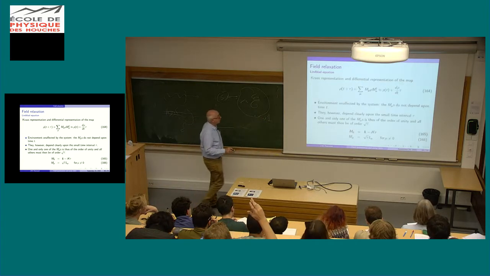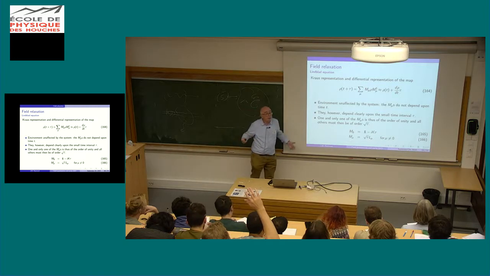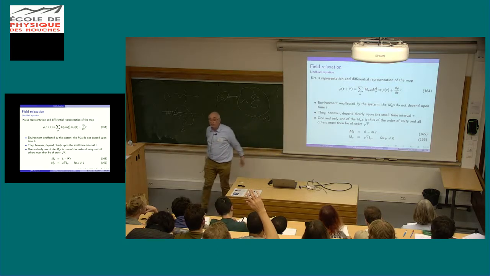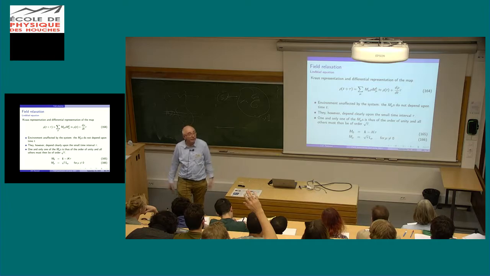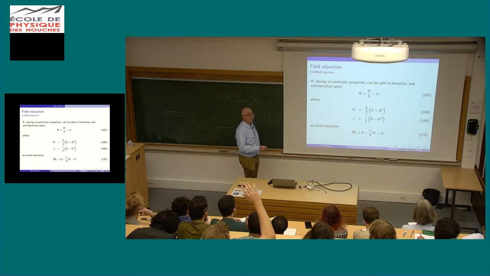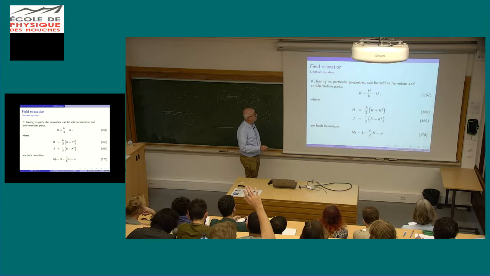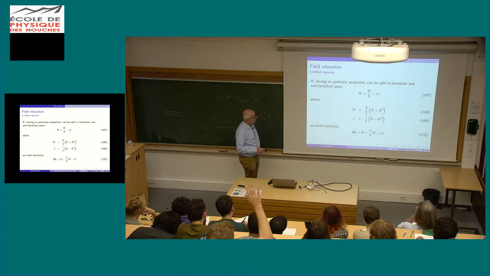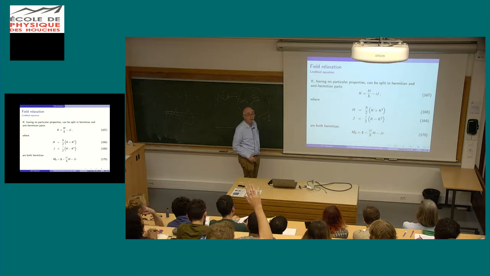What about K? K is one operator in the Hilbert space. A very general operator. It need not be Hermitian or unitary, it's anything. But anything can always be divided into a Hermitian part, which is basically K plus K dagger, and an anti-Hermitian part, which is K minus K dagger. But whatever. So, M naught is basically 1 minus iH tau over h bar minus G tau.